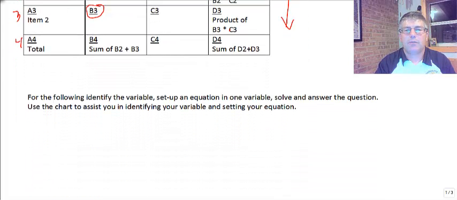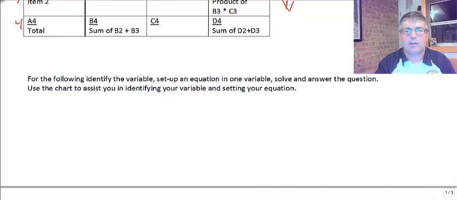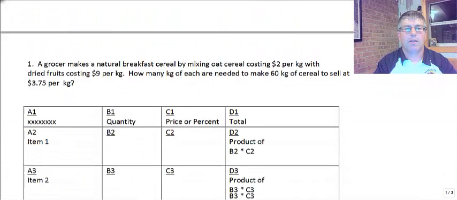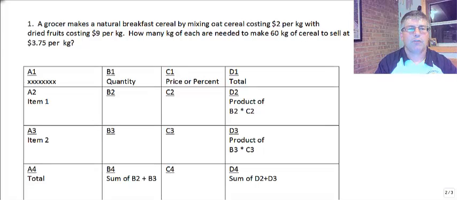So let's take a look at some problems. The instructions are as follows. Identify the variable, set up an equation in one variable, and solve and answer the question. And you can use the chart to assist you in identifying your variable and setting your equation. So the first sample problem: a grocer makes a breakfast cereal by mixing oat cereal costing $2 per kilogram with dried fruits costing $9 per kilogram. How many kilograms of each are needed to make 60 kilograms of cereal to sell at $3.75 per kilogram?